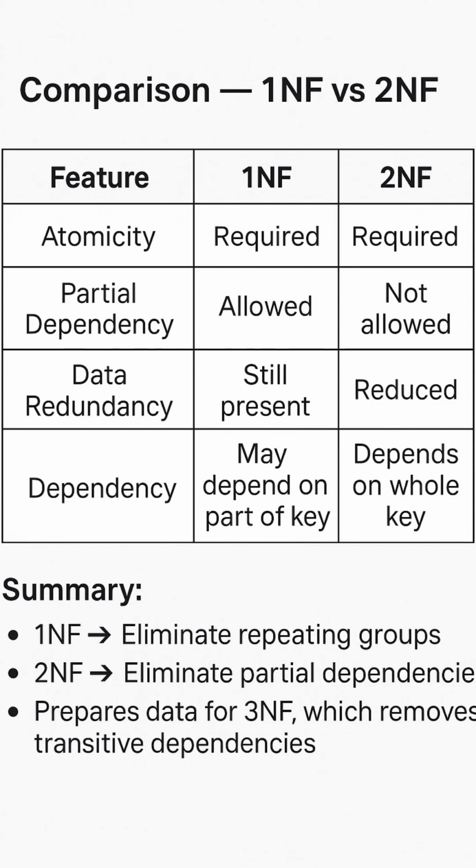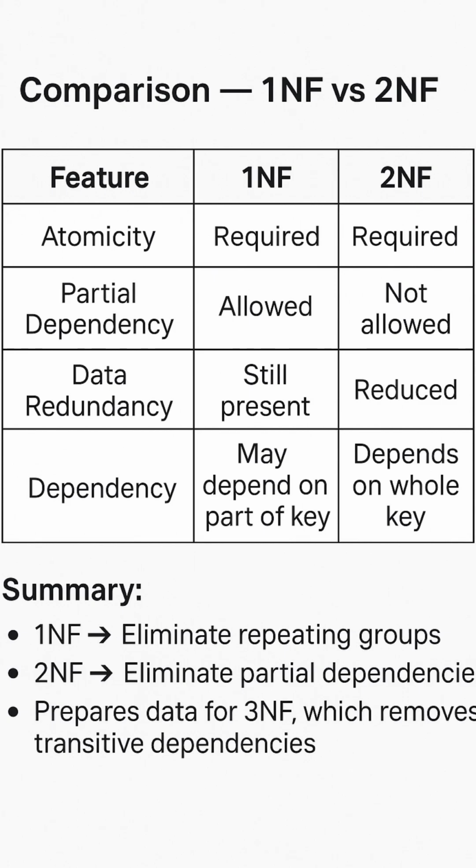Now what is the comparison between 1NF and 2NF? Sometimes during interviews they ask that. In the case of atomicity, both require it. In the case of partial dependency, 1NF allows it, but 2NF does not. In the case of data redundancy, it is present in 1NF, but there is no chance of it in 2NF.